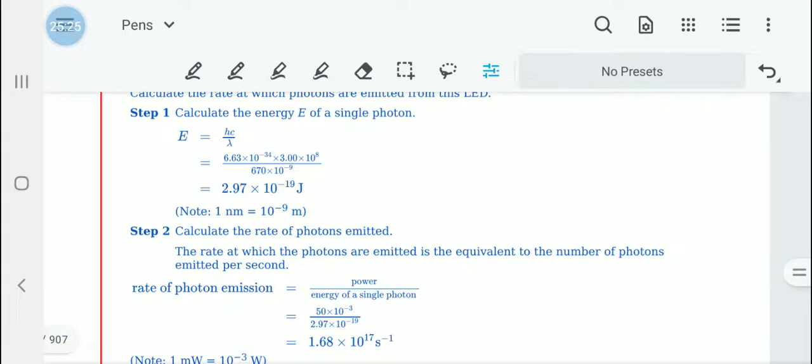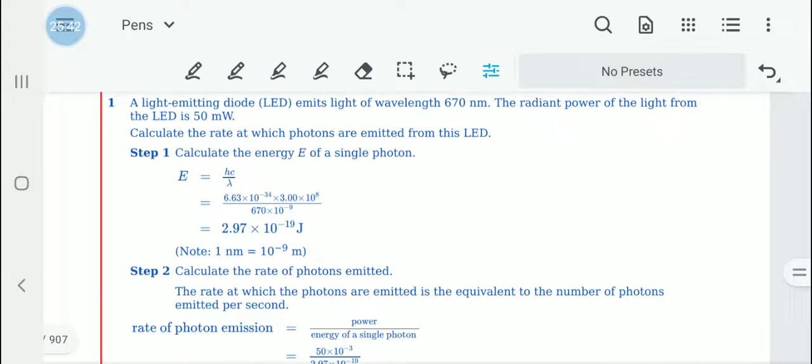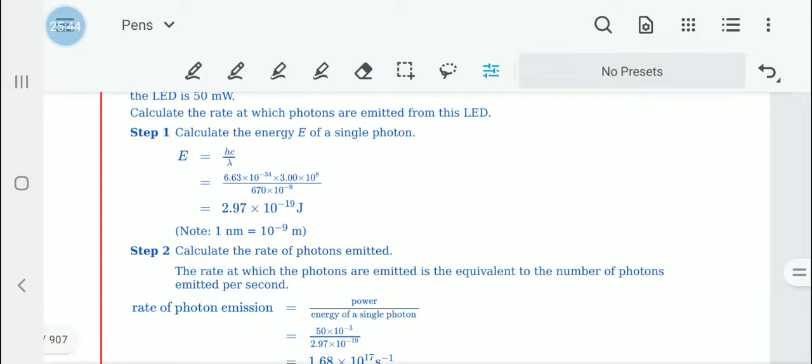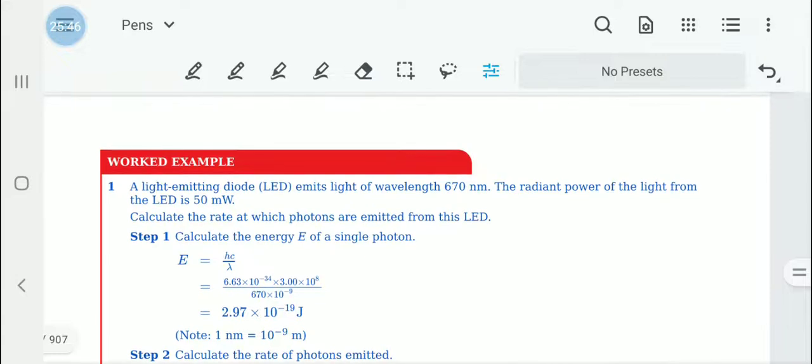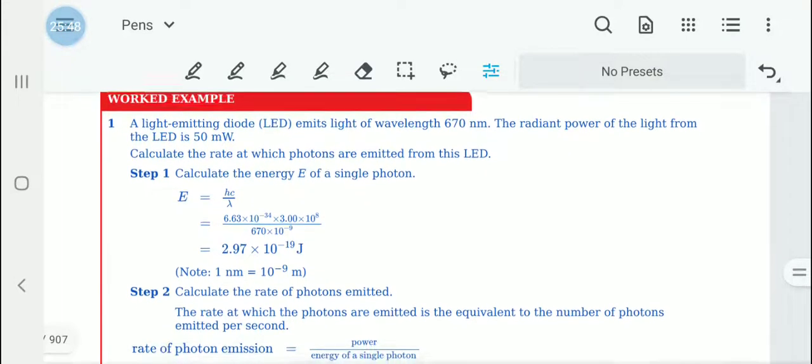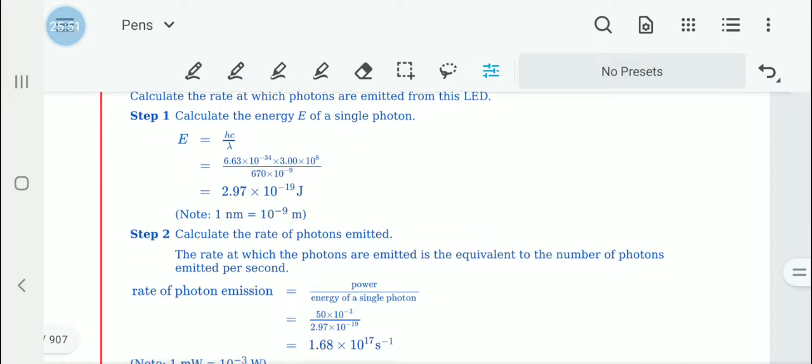Now to find the rate at which the photons are emitted, we know that the rate at which photons are emitted is the number of photons emitted per second. That is power divided by energy of a single photon. Power has been given as 5 into 10 to the power minus 4, then that is 5 into 10 to the power minus 3.